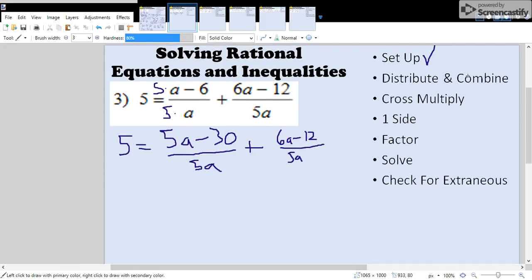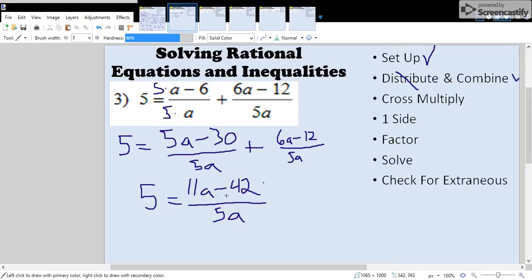Step 2, we're going to distribute and combine like terms. There's no negative sign, so there's no distributing. And then combining like terms, we have 5a plus 6a is 11a. And then negative 30 plus negative 12 is negative 42. And then the two denominators become one thing, just 5a. And then that equals 5. So we're done with the second step.